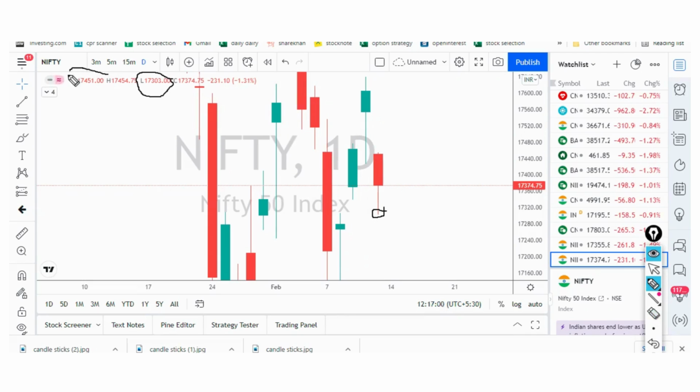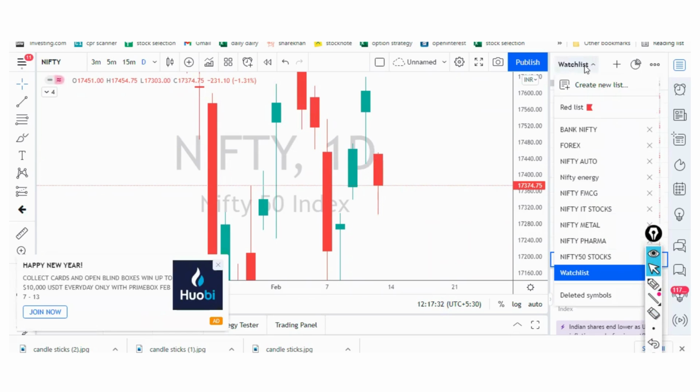The opening of the day is 17,451. And the closing is 17,374. So this is a bearish candle. This is the complete day's activity, yesterday's complete activity. You can see the same thing in other scripts also.